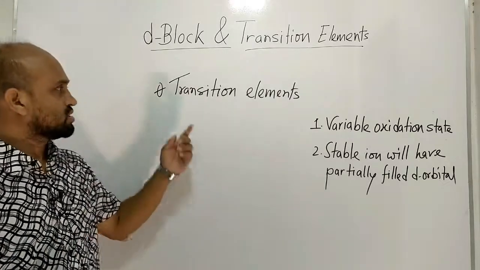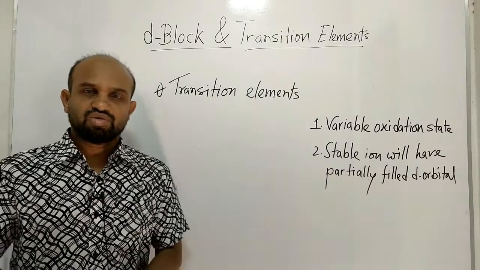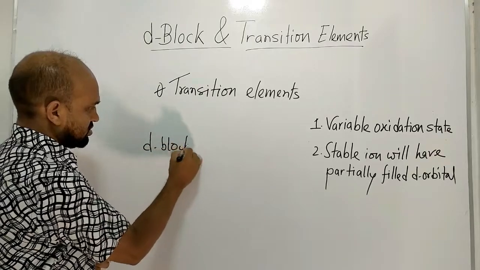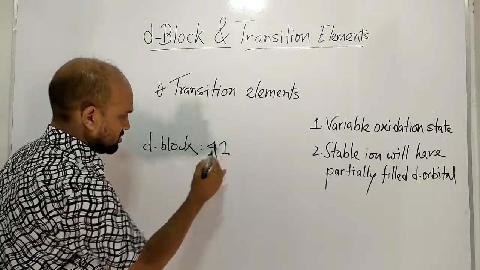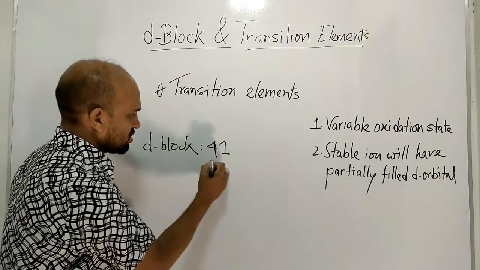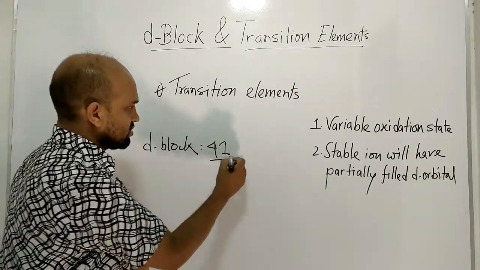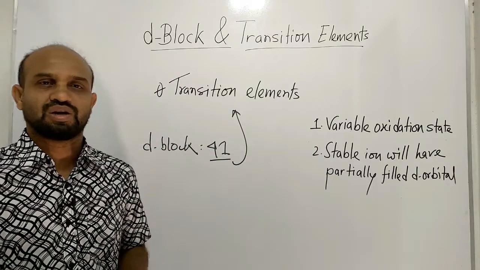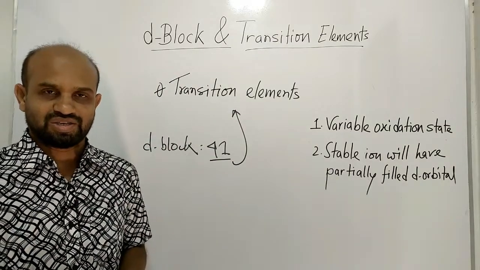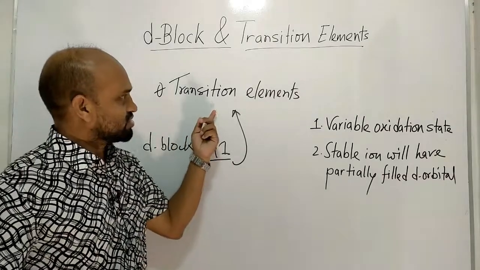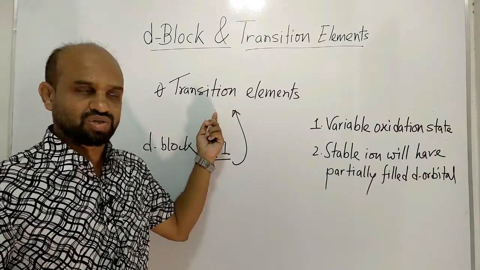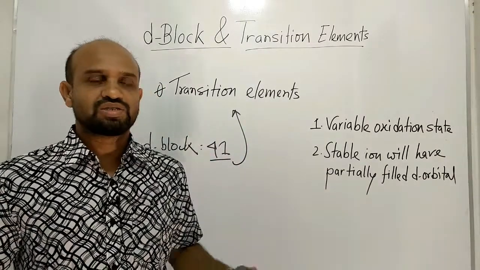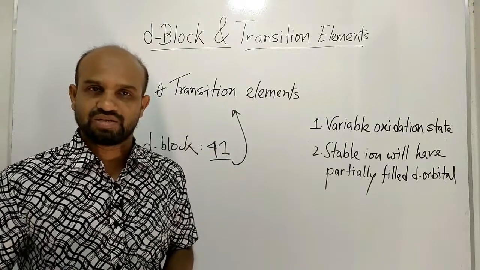Now the point is transition elements. We have learned from the previous point that D-block elements are 41. From these 41 D-block elements, some elements are transition elements. From the D-block elements, which will be the transition elements? Let's see. The transition elements will show variable oxidation state. That means oxidation state will be varied.